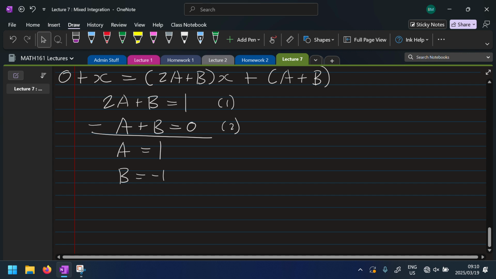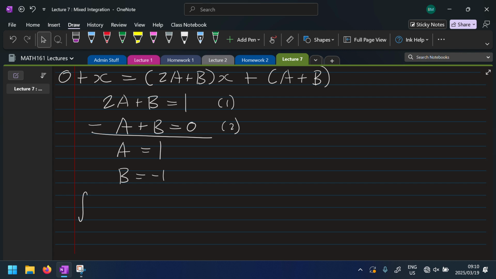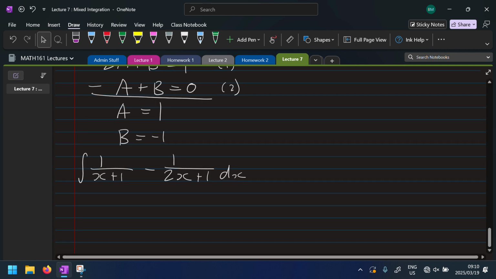Okay, so we have everything we need. Let's write this out. So that's the integral, a is 1, so 1 over x plus 1. B is minus 1, so that comes with the minus 1 over 2x plus 1. Okay, first one, natural log, easy enough.